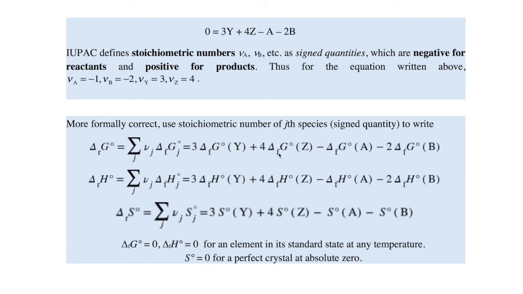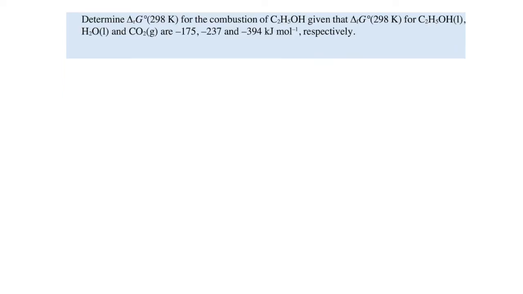We're still taking each delta G of formation for every product and reactant, and just make sure that you're subtracting reactants and adding products, each term multiplied by the appropriate stoichiometric number. So let's do a specific example, that of combustion of ethanol at 298 Kelvin. We're given all the appropriate delta G of formation values, and we're going to do a standard combustion reaction.